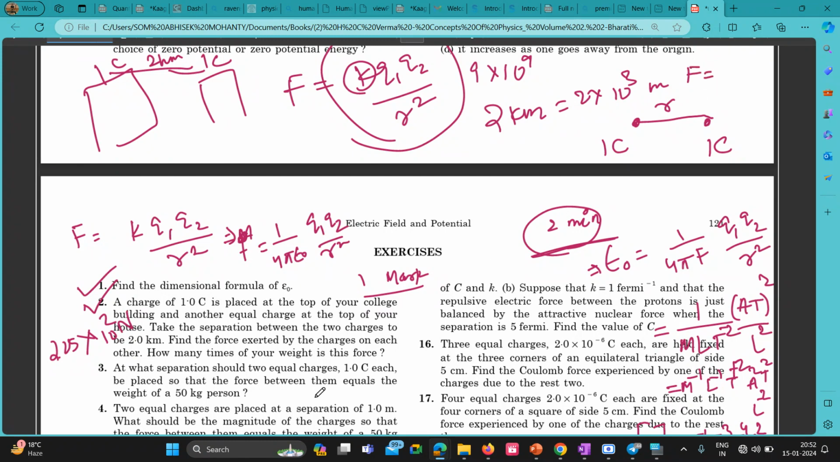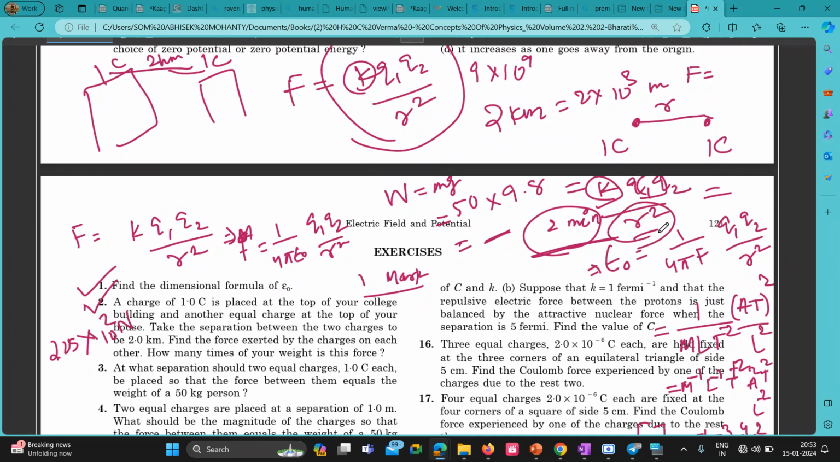What is the weight of a 50 kg person? Weight is equal to mg, so 50 into g. G is 10, for example, or 9.8. So this is the weight of a 50 kg person. This should be equal to the force between two charges of 1 coulomb, so K Q1 Q2 by R square. Now put the values, and you have to find R square, and from that you can calculate R. Is it clear?